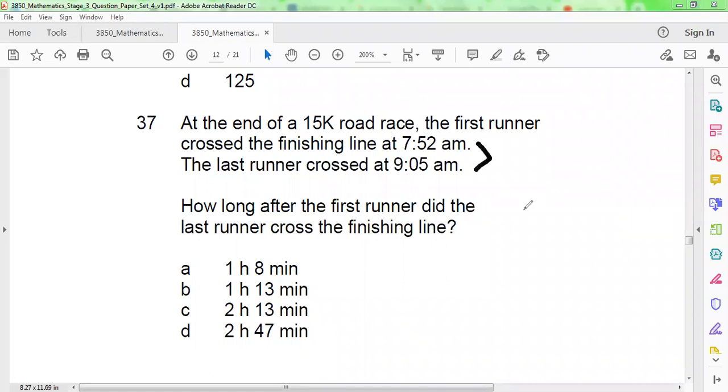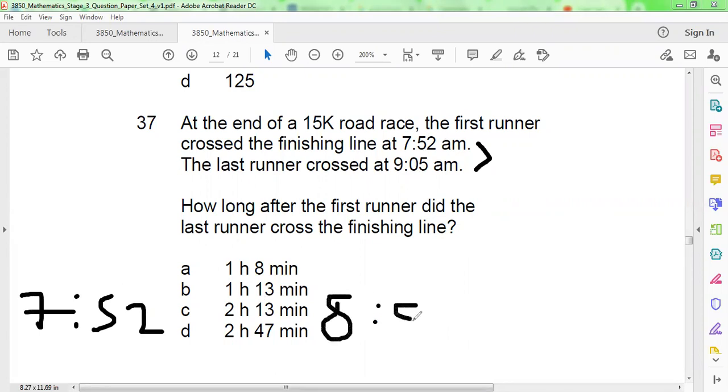All right. So basically, this person came first, this person came last. They want to know the time interval the runners actually ran the race. All right, so you start at 7:52. I like to reason all these questions the layman way. So 7:52, then you have 8:52. So between 7:52 and 8:52 is 1 hour.